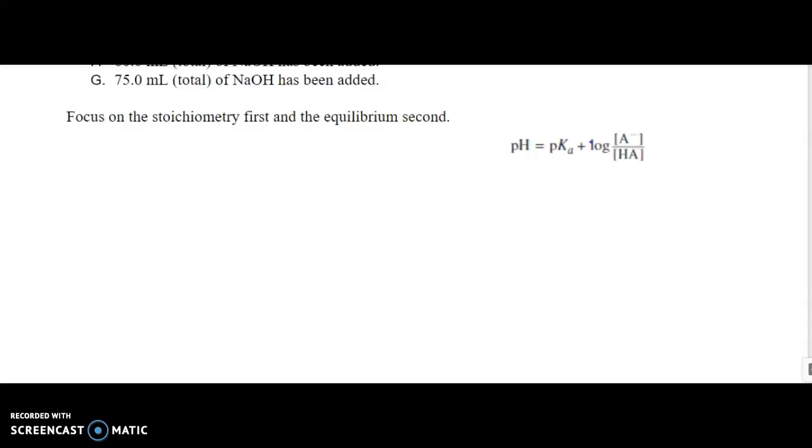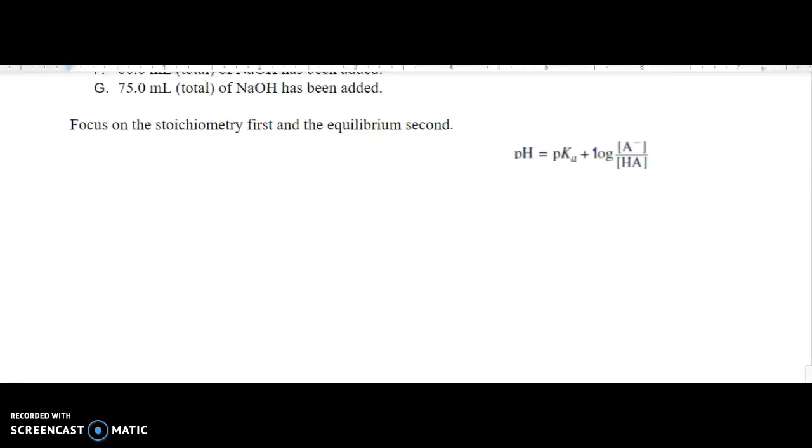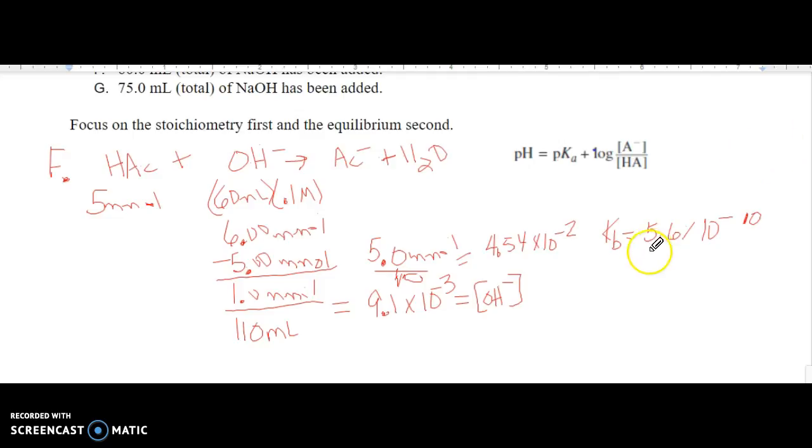Now we're going to pick up with letter F, because I think the last recording cut off the end of F. So where we left off with this is that we had 5 millimoles of the acetic acid from the very beginning. We have 60 milliliters of the 0.1 molar hydroxide.